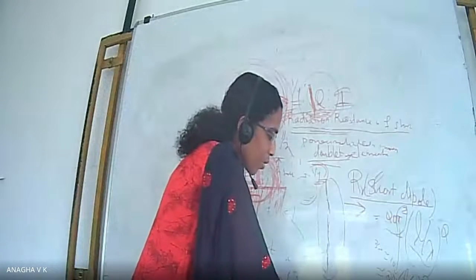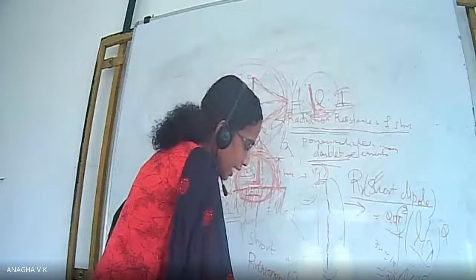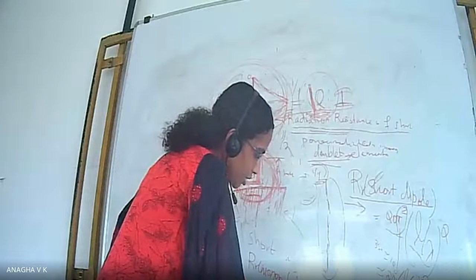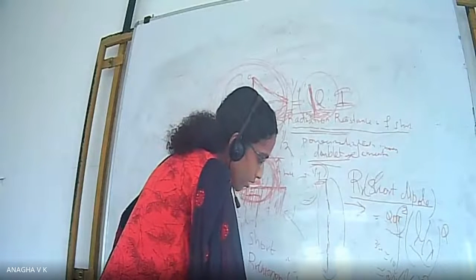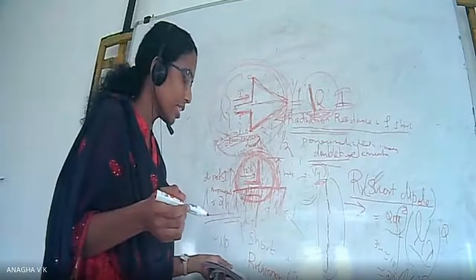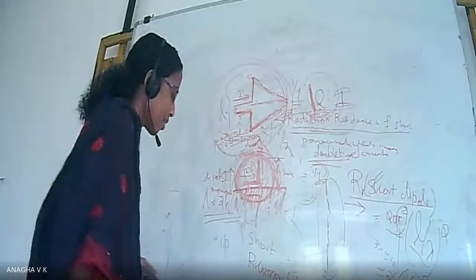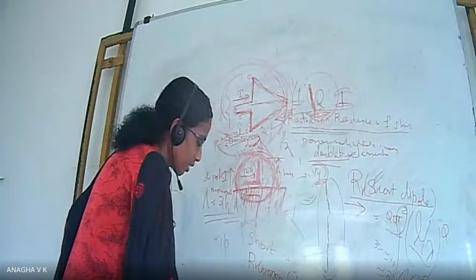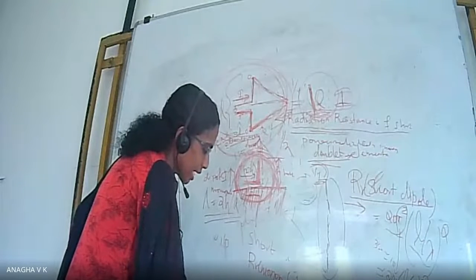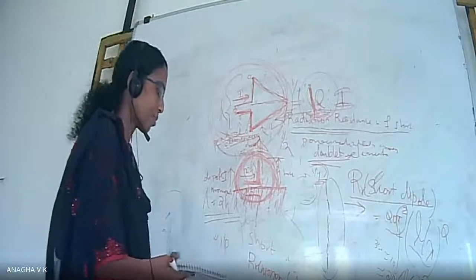So L square, no, 2h whole square. 2 square is 4, so we take it outside: 40 pi square h by lambda whole square. So what is pi? 3.14, and what is the approximation? 400 h by lambda whole square. So this is the approximation.